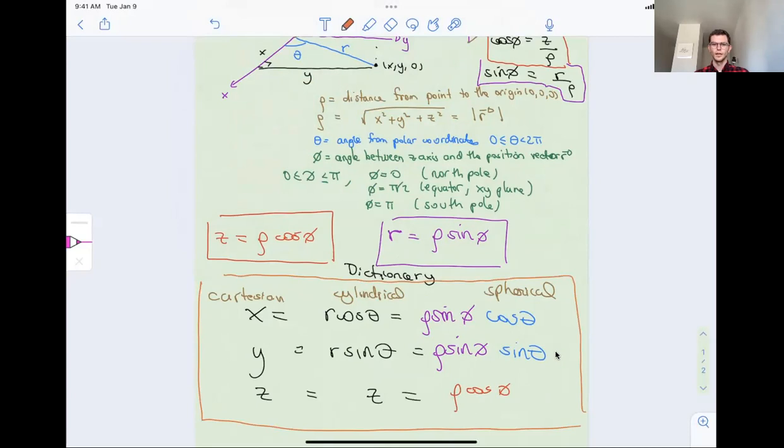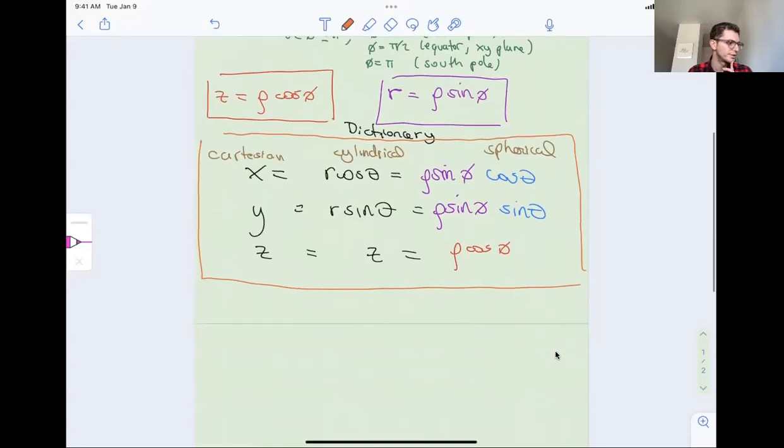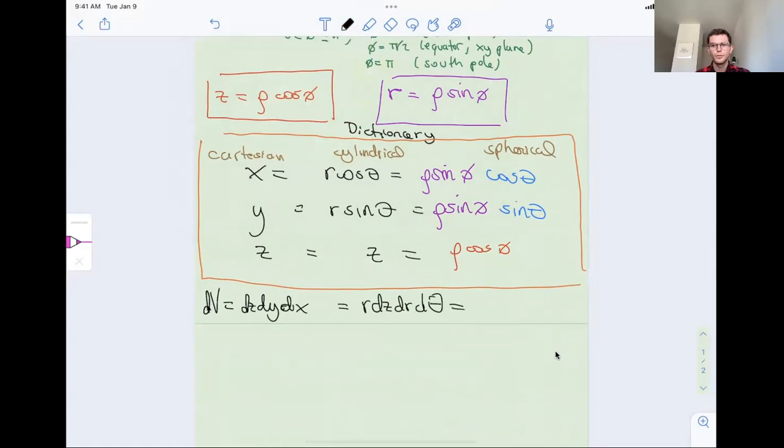This is the dictionary between all the different coordinates we have been using thus far. And if you want to continue this, remember the dV in Cartesian was dz dy dx, right? In cylindrical, I don't know if you remember, it was r dz dr d theta. If you want to add another row to this.